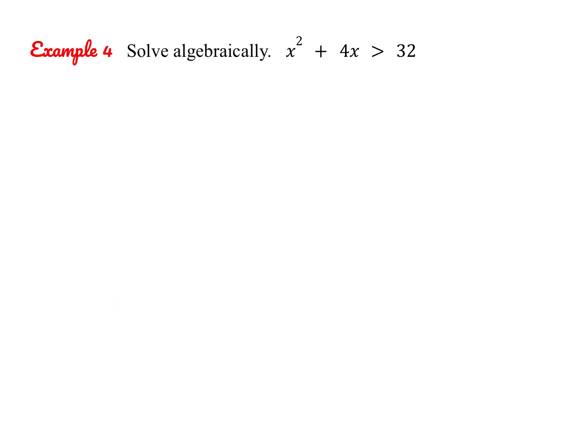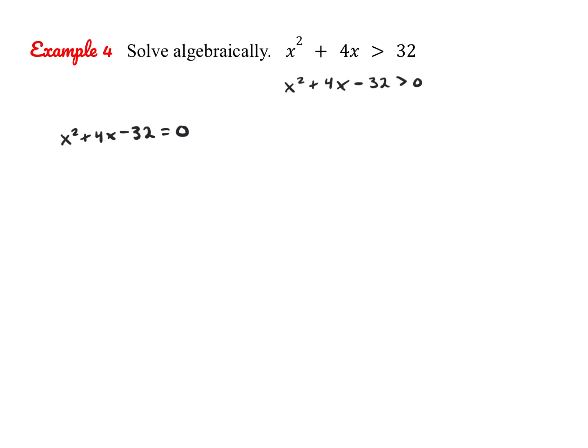Okay, let's try another one together. So first thing to notice right off the bat, we do need to set our inequality to 0, so I'm going to subtract 32 from both sides. So we get x squared plus 4x minus 32 is greater than 0. Now from here, remember we want to solve this as if it's an equation. So I'm going to change that inequality symbol to an equal sign.